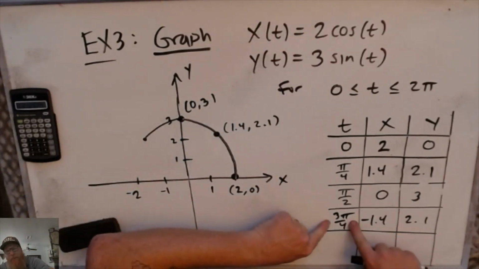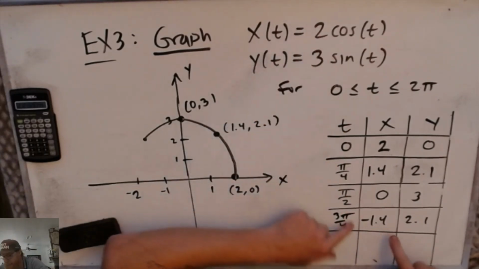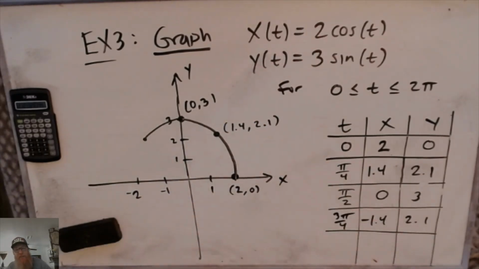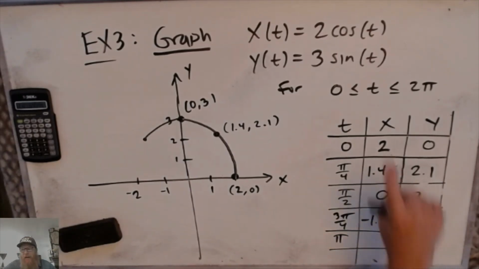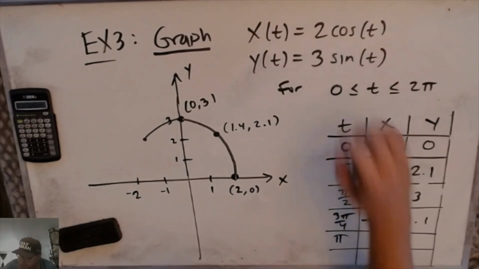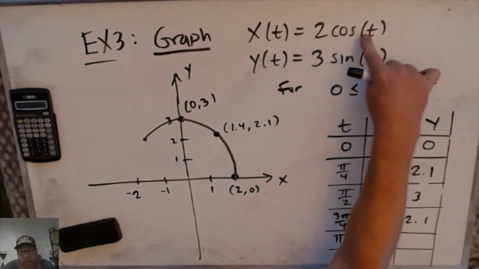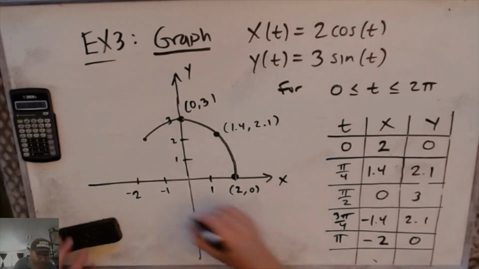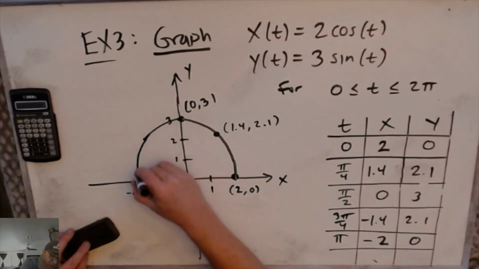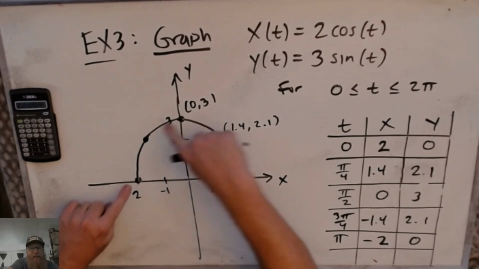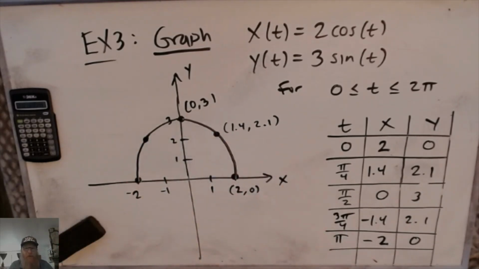So now that I'm at 3 pi over 4, the cosine is going to be negative, so the x value is going to be negative. By the time I get to pi, the cosine is going to be negative 1, so this will be negative 2, because it's 2 times negative 1, but the sine is still going to be 0, and so it's like the top half of an egg. So this is starting to look like an ellipse.